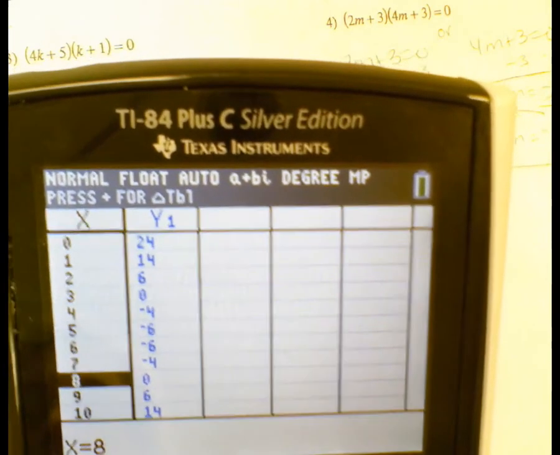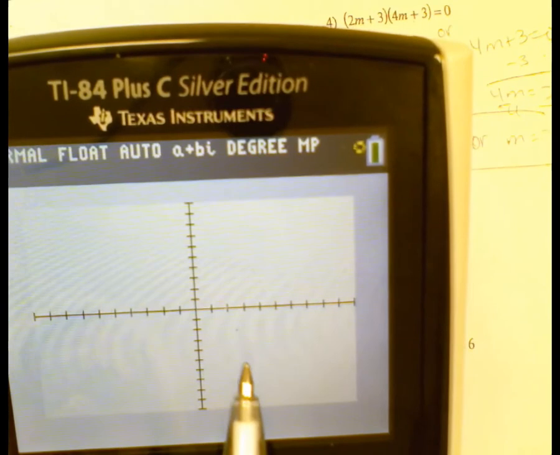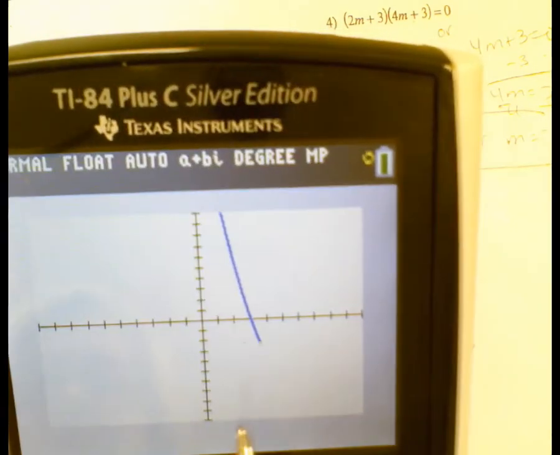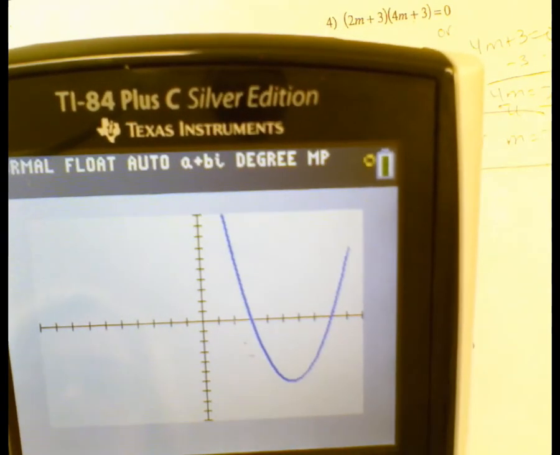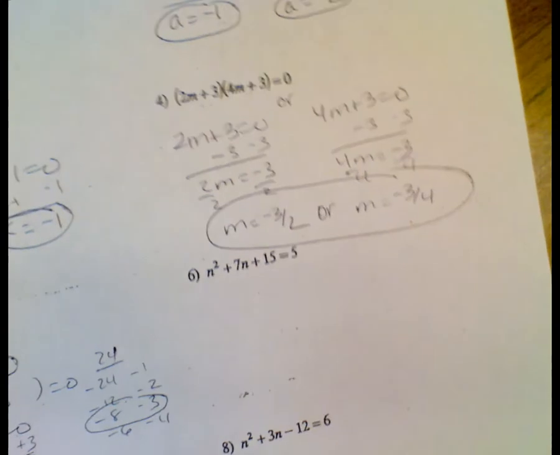So you can see t-table or graph. Again, there's the graph. Somewhere is the graph. There it is, 3 and 8. Or we can do it by factoring, 3 and 8. Okay? So here's the next one.